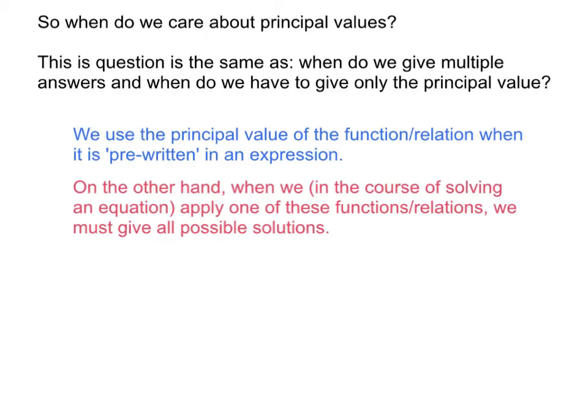So we recognize that there are some multi-valued functions, and occasionally we want to give only one answer, and sometimes we want to give lots of answers. The question is, when do we have to care? In other words, when do we give multiple answers, and when do we only give the principal value? And it's actually a fairly simple thing. You use the principal value, so you will give only the one main value, when that expression is pre-written in an expression.